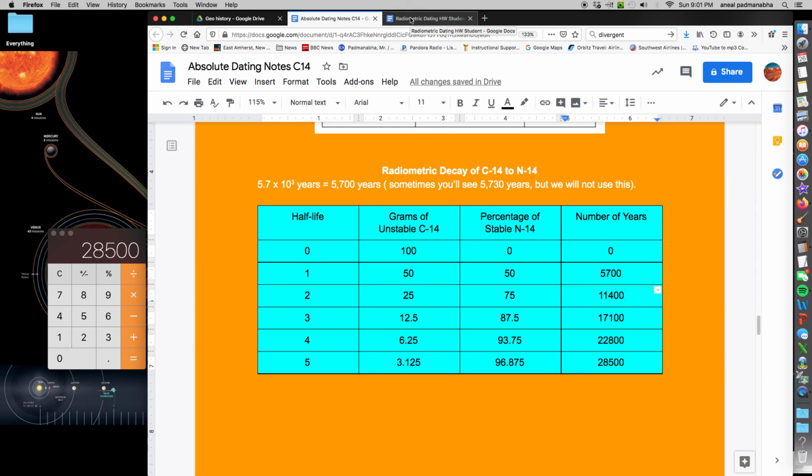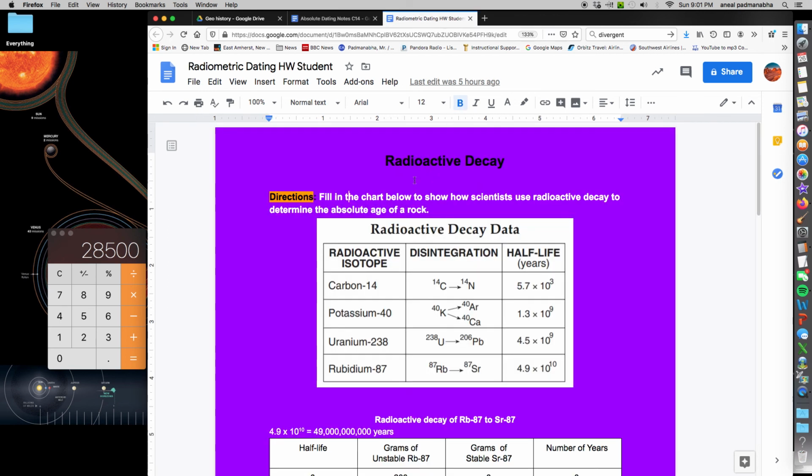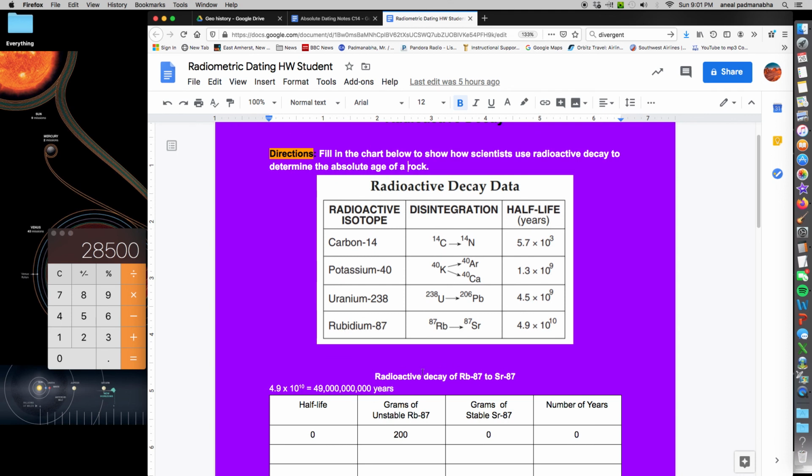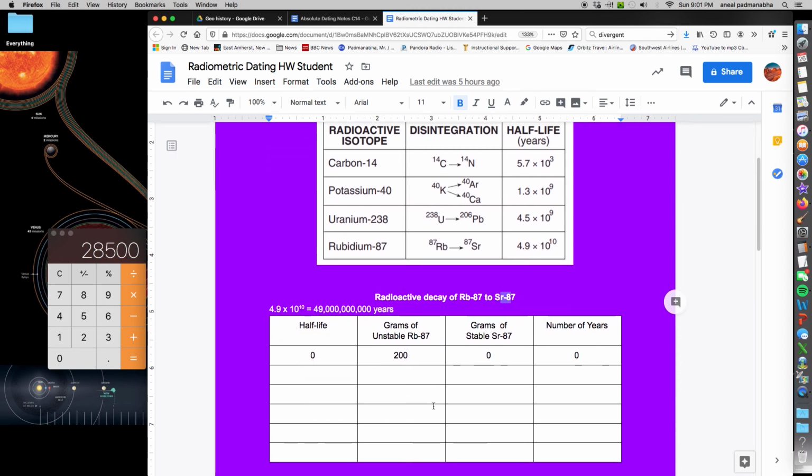day 4 of our next assignment, and you'll see the radioactive dating homework, student. It's going to be a purple sheet. Radioactive decay. It says directions: fill in the chart below to show how scientists use radioactive decay to determine the absolute age of a rock. So in this one right here, you're looking at rubidium to strontium. So here's rubidium to strontium. Again, keep what we used today as a model of how to fill in the rest of this.